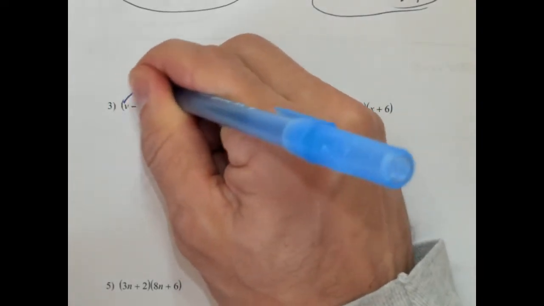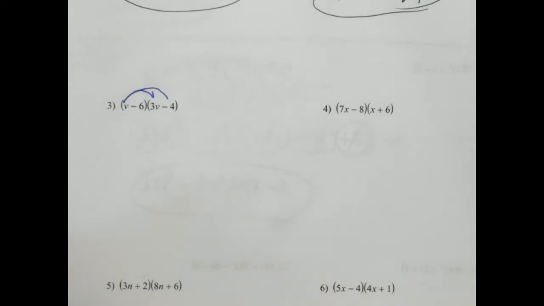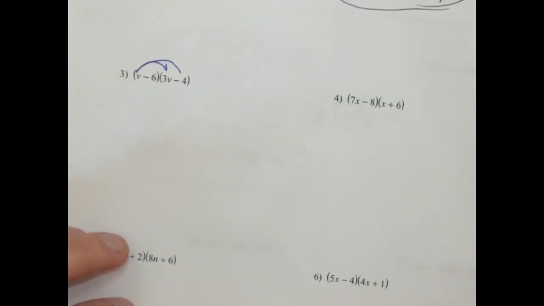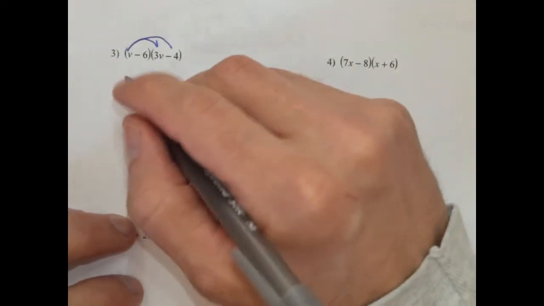So, you may have heard somebody use the expression FOIL. I'm not a huge fan of FOIL because it only works when you're multiplying a binomial and a binomial. The moment you bring a trinomial into the picture, like here, FOIL doesn't work. So I just like to think of it as distribution. That's how I always thought of it, and that's how it always makes sense to me. But whatever works for you.